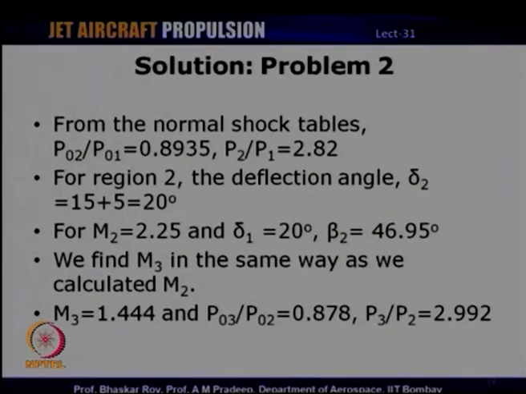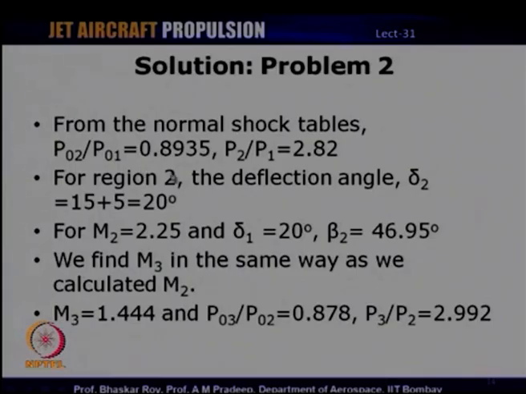For this Mach number that we have seen from the normal shock tables, we can also find out the corresponding stagnation pressure ratios as well as the static pressure ratios. So, P02 by P01 is 0.8935, and P2 by P1 is 2.82. These will also be given in the normal shock tables as you solve the problem.